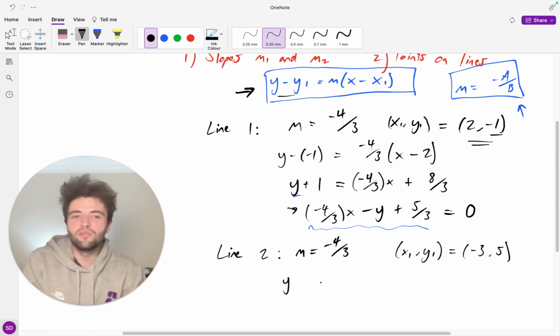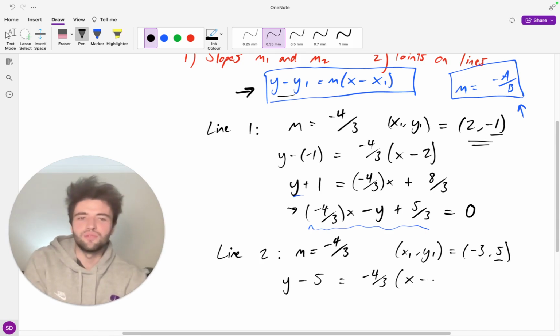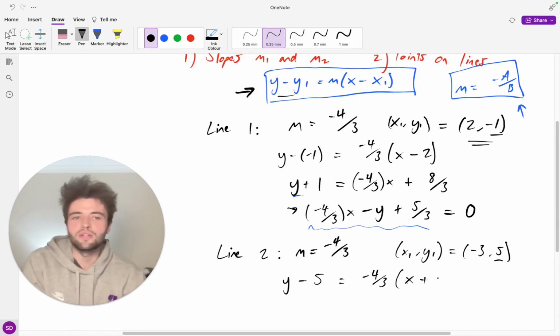which is going to be y minus y1 to start off. So we're going to have y minus 5, just taking once again the y coordinate of our point. Then we have our slope m, which is going to be minus 4 over 3 times x minus x1, which is going to be x minus minus 3, which is going to become x plus 3. So hopefully that's making sense.